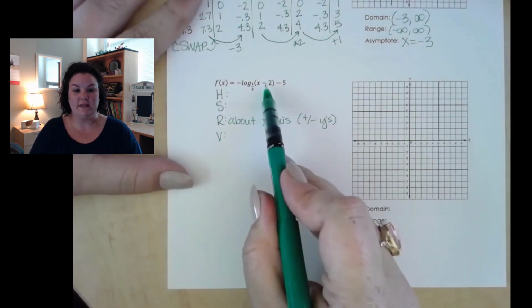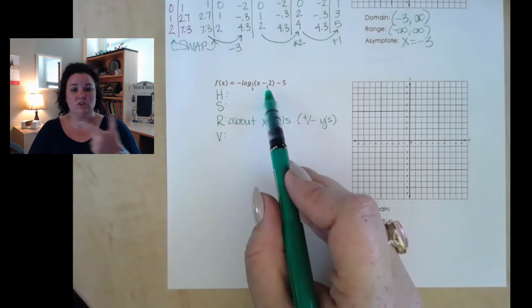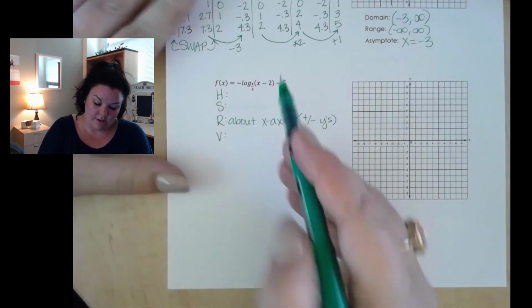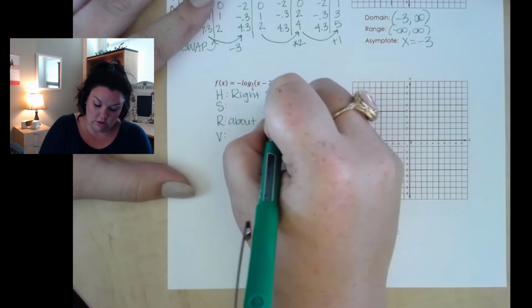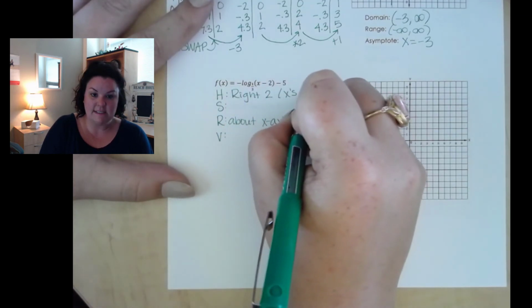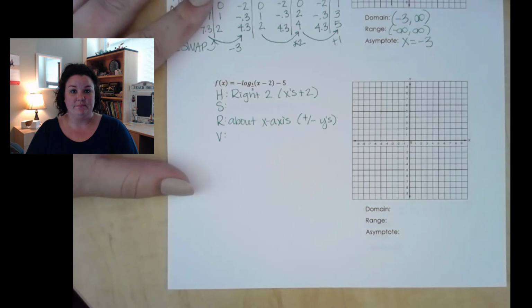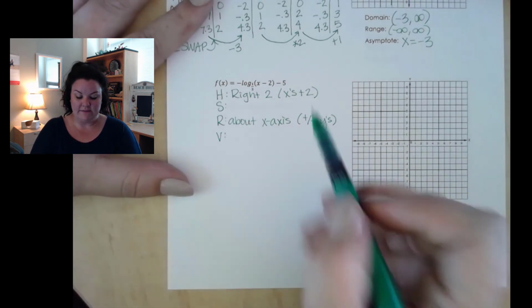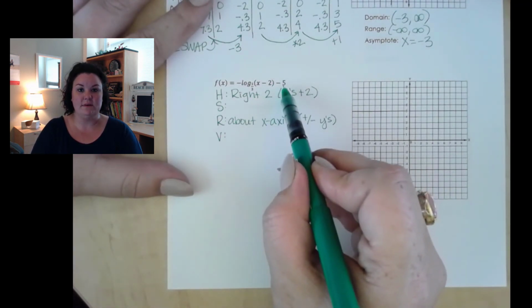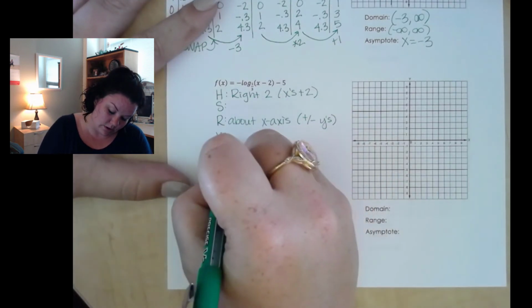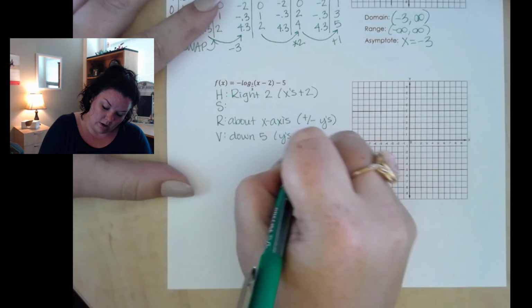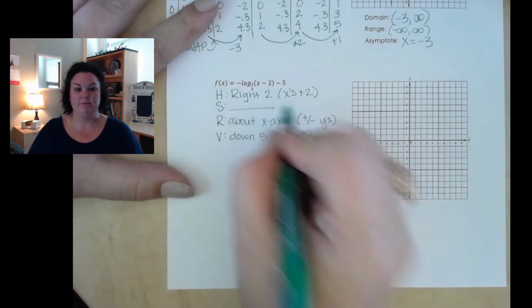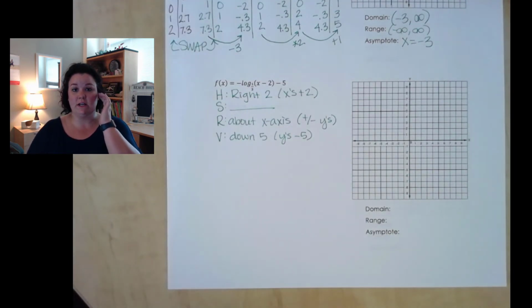The negative 2 on the inside is a horizontal shift. This is actually going to move it to the right 2, which means we need to take our x's and add 2 to them, okay? And then the plus 5 on the outside is going to be a vertical shift downward. So down 5. And we'll take our y's and subtract 5 from them. So we have no stretching or shrinking on this problem.